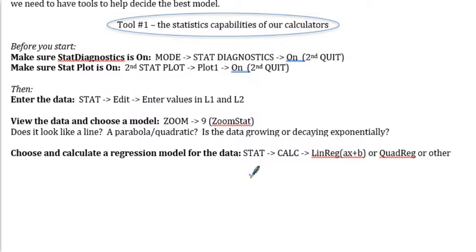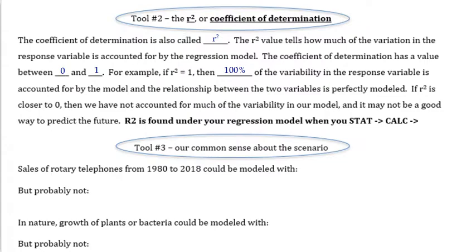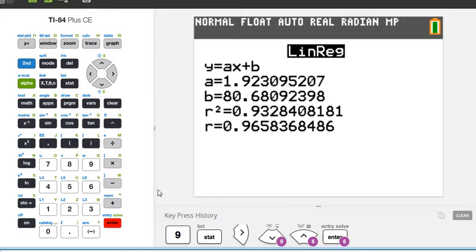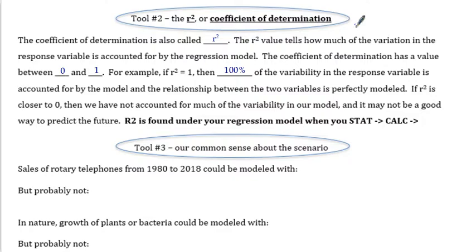That's the main tool that we're using, along with a couple of other things. So as we move down to the next section, you may have seen an R2 or an R squared in our output. You should have seen it. R squared is this number right here for this model. R squared is the coefficient of determination. This is our tool number 2 that we're going to use. Coefficient of determination is called R squared. It tells us how much of the variation in the variable is accounted for by the regression model.